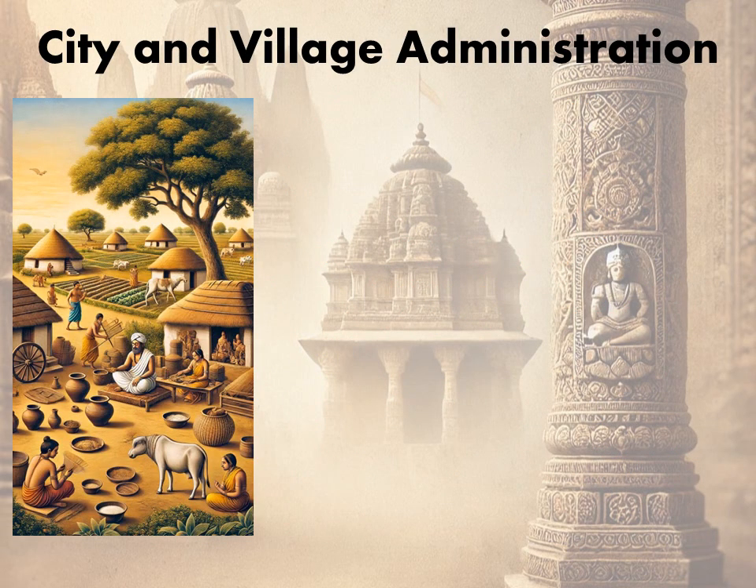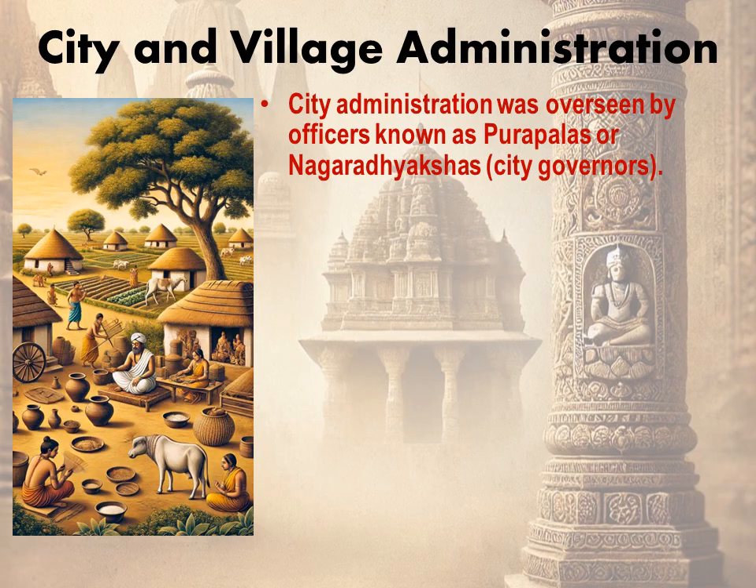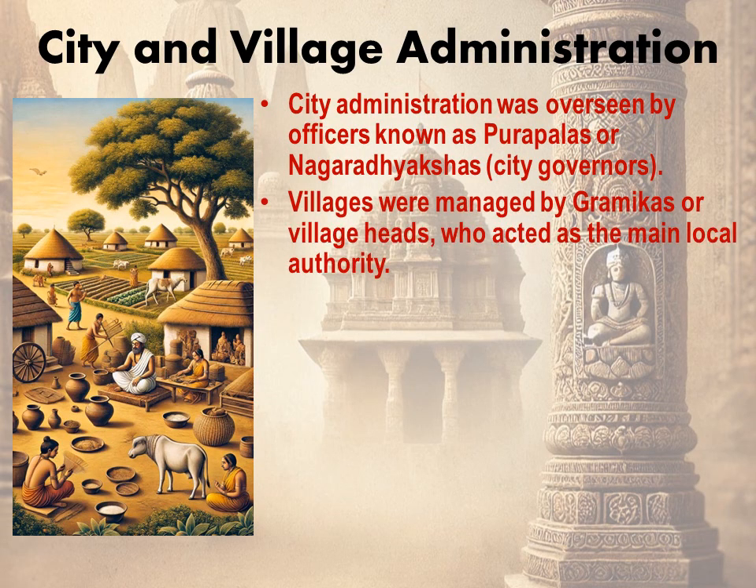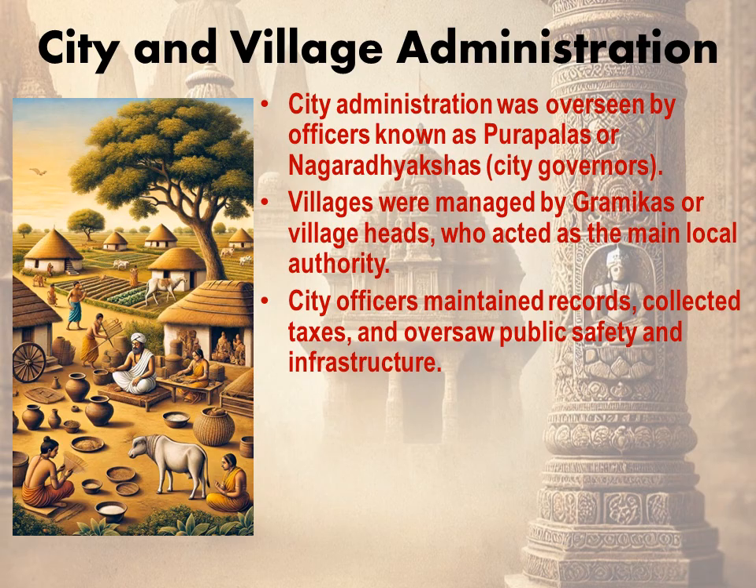City and village administration. City administration was overseen by officers known as Purapalas or Nagaradhyakshas, who were the city governors. Villages were managed by Gramikas or headmen, who acted as the main local authority. City officers maintained records, collected taxes, and oversaw public safety and infrastructure.